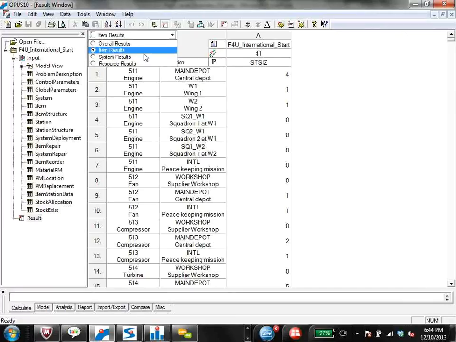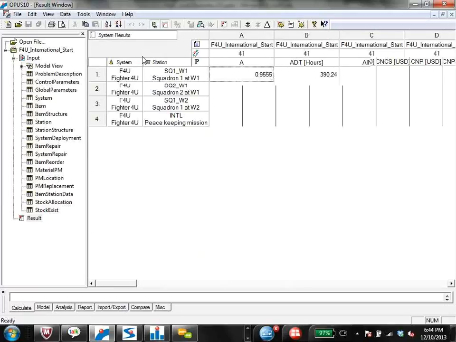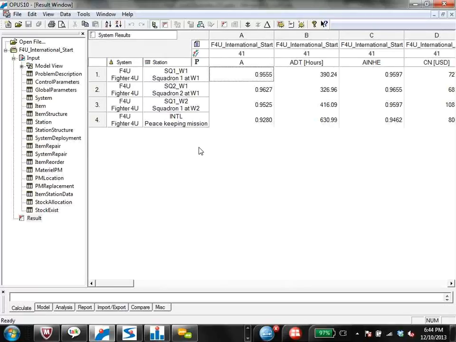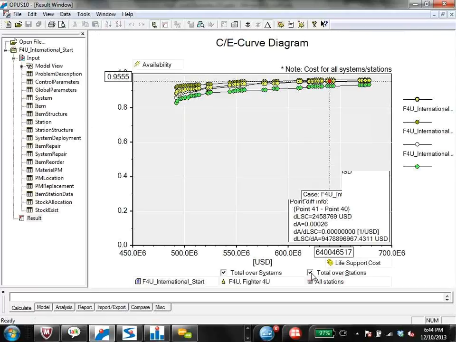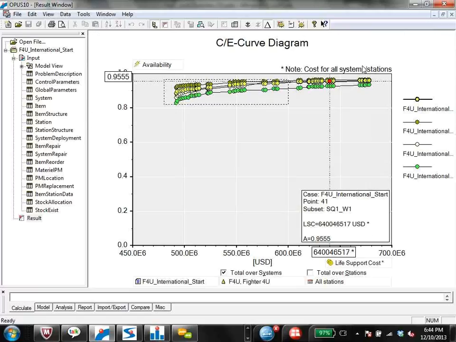We can look at resource results. We can look at some system results, system by system, specific numbers. If I go back to the graph, we can also view this here by unchecking this total over stations. And we can see the individual results for each individual site.